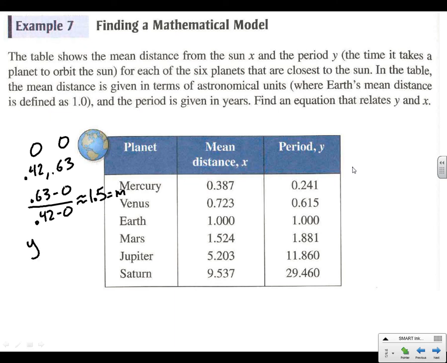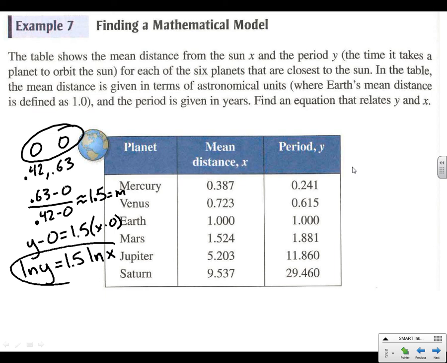So y minus 0 equals 1.5 times x minus 0. I'm just going to use this point. So we've got y equals 1.5x. But remember, we didn't do the x's and y's. We did the natural logs of both of these. So that would be our final answer.